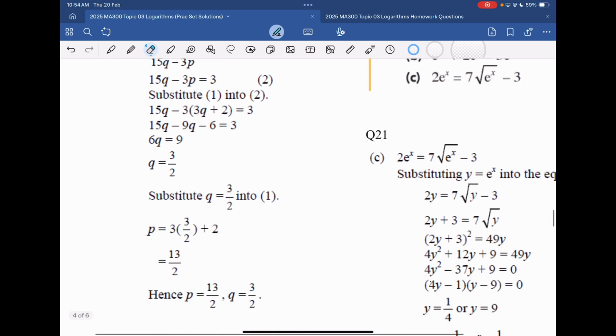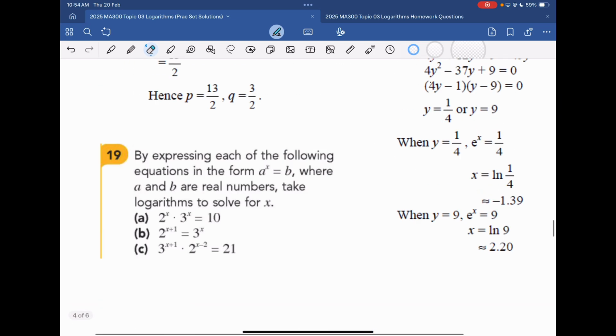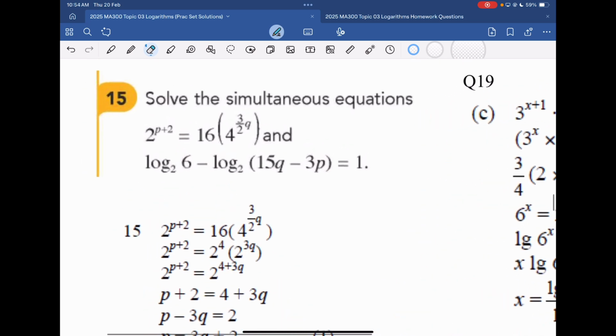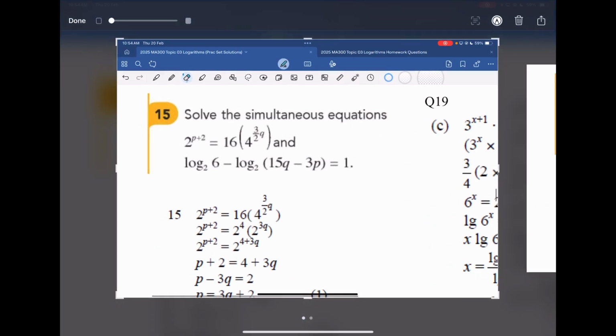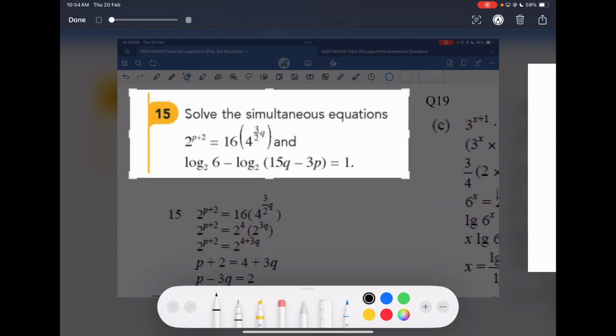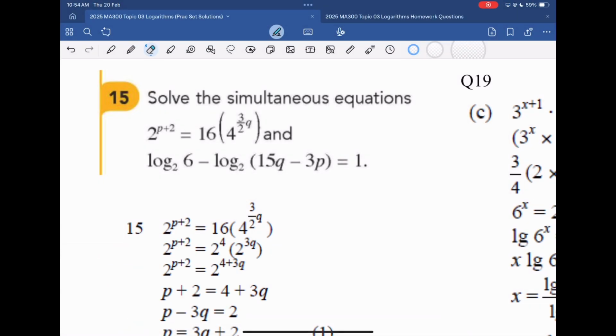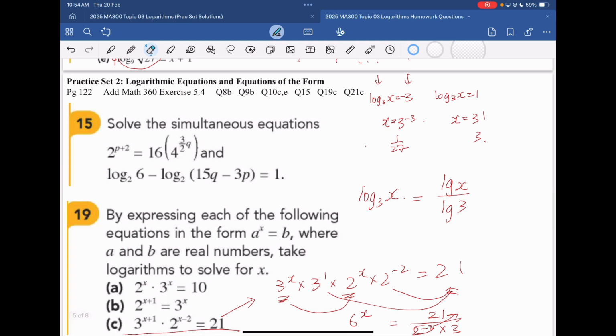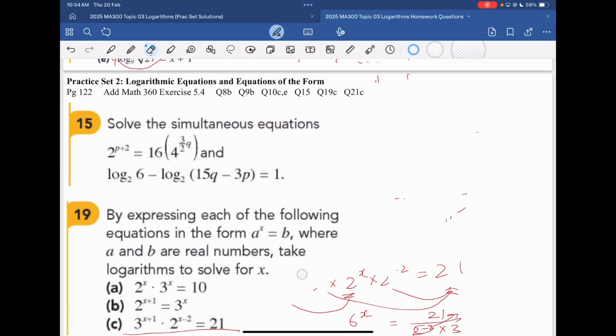Question 15. Oh, so many. Okay, question 15. Let me try if I can go to the question. Question 15. Okay, so I look at question 15 again. You will see, what is the moral of the story?